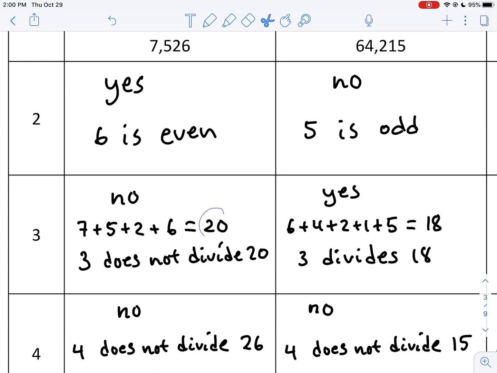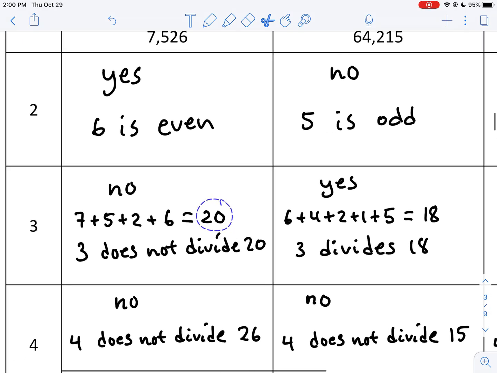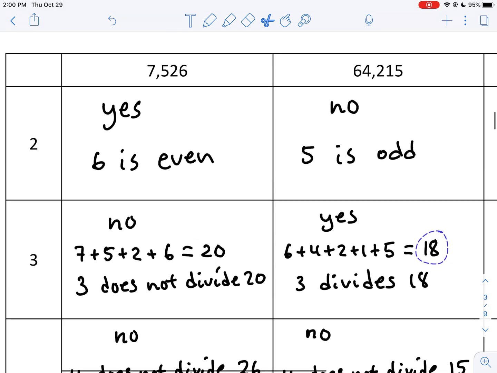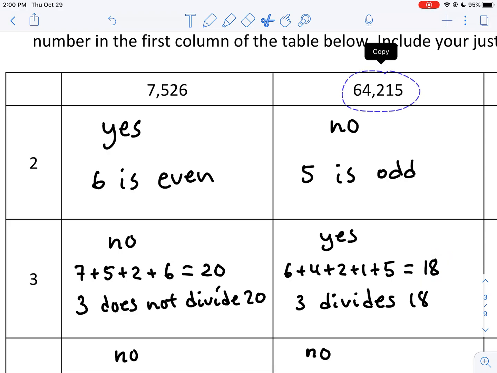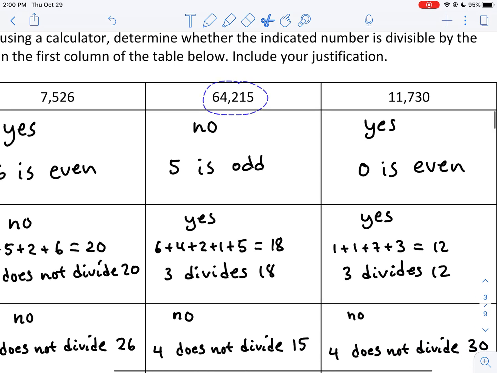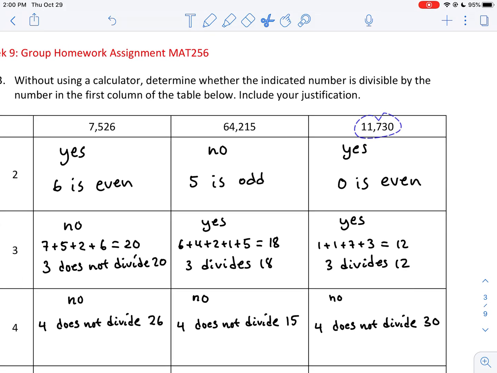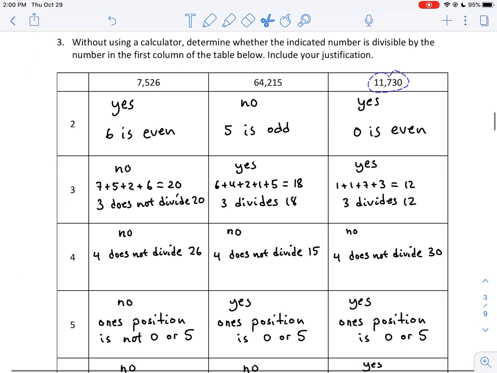For divisible by 3, you just have to add the digits. So add the digits here, get 20. 20 is not divisible by 3, so therefore neither is 7,526. Add the digits here, you get 18. So this number, 64,215, is divisible by 3. And here in this case, when you add the digits, you get 12. That is divisible by 3. Therefore, this 11,730 is also divisible by 3.